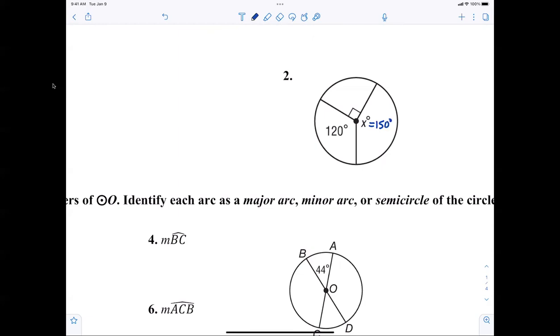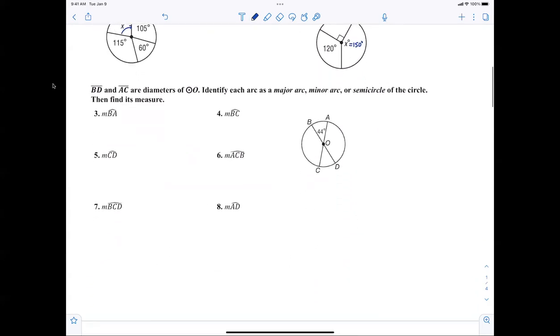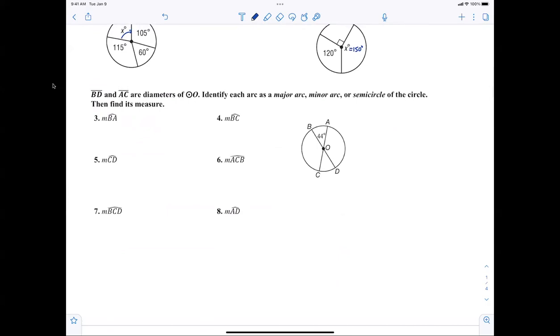And now you're just supposed to let me know if you don't know something, because it will get a little trickier maybe. Now it says that BD and AC are diameters. Identify each as a major, minor, or semicircle. So what is the measure of BA? It is a what? Yeah, it is minor. Now it's asking for the measure.